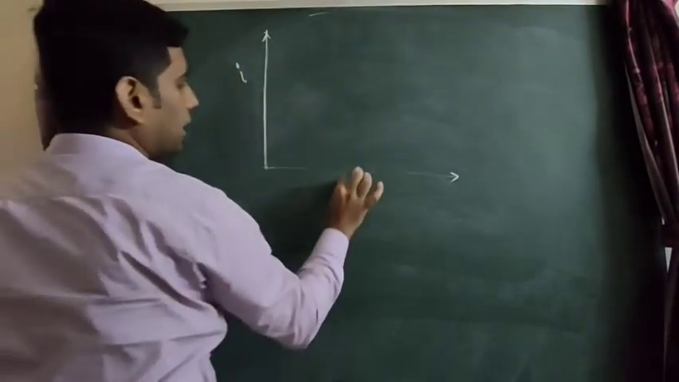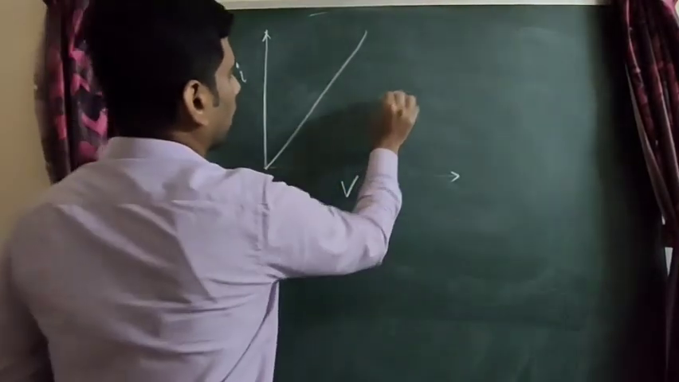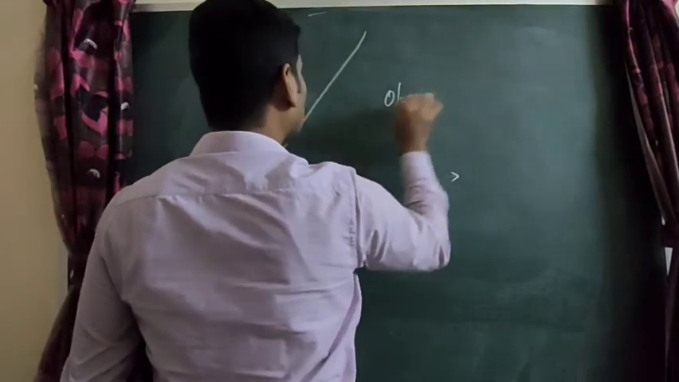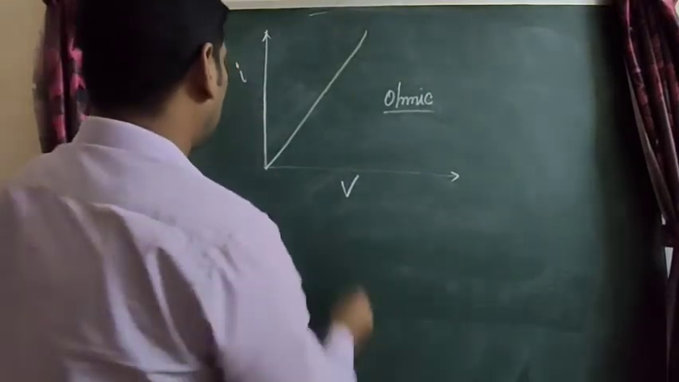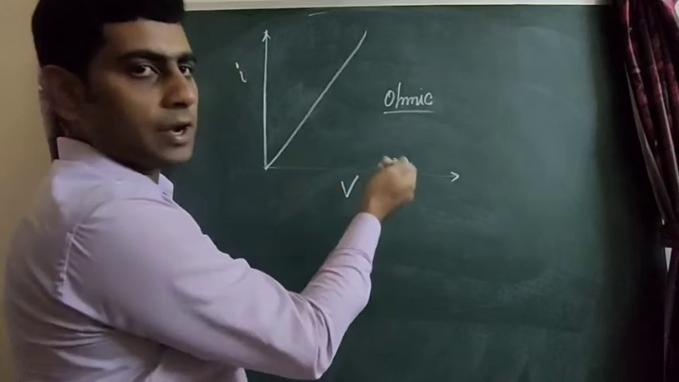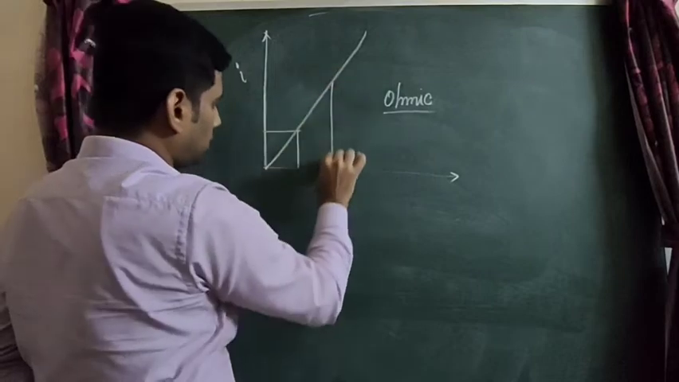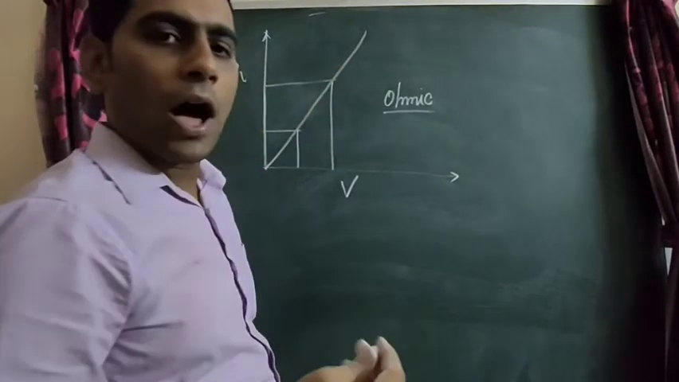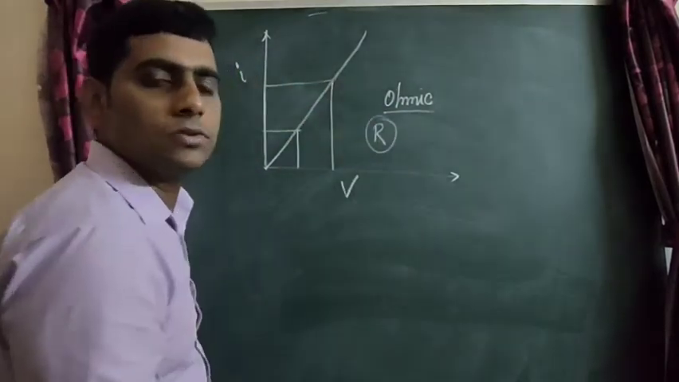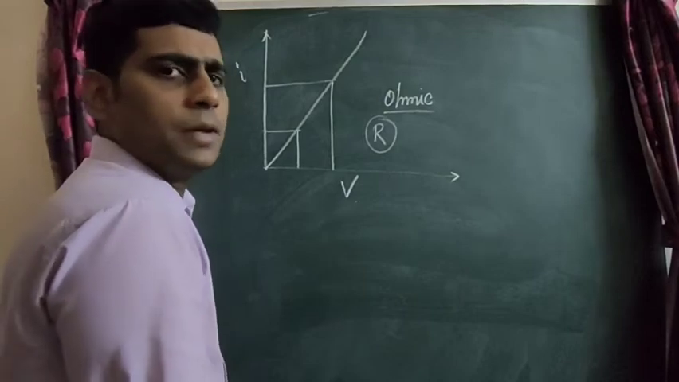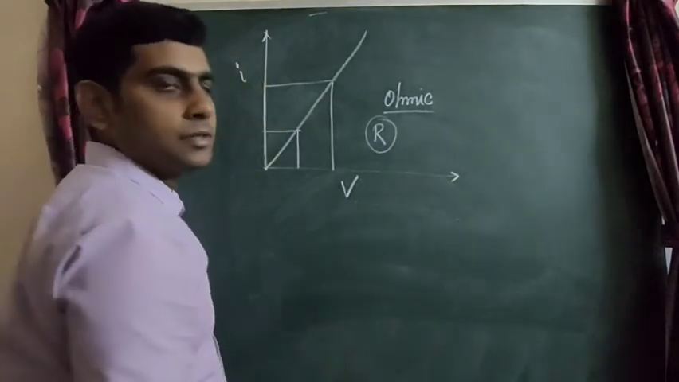If I take these I-V characteristics, the one which is ohmic will be like this, the graph for an ohmic conductor. The slope of this graph gives you the value of resistance. Wherever you take the slope, at this point or at this point, the value of R remains the same. So the value of R is independent of V and I in case of an ohmic resistor, because if V increases, I also increases, so the ratio remains the same.